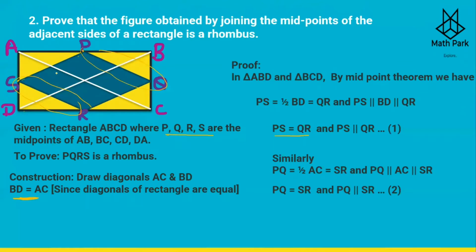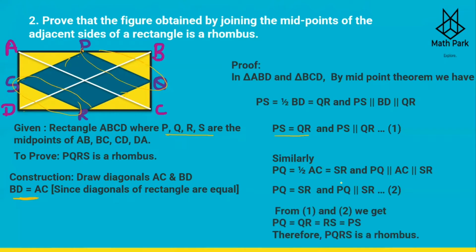Now, both pairs of opposite sides are parallel and also equal. Then you get PQRS is a parallelogram, right? But we know that the diagonals of a rectangle are equal, so PS is equal to QR, which is half of BD. Since BD is equal to AC, you get all the sides equal and therefore PQRS becomes a rhombus. Here we have proved that all sides of the parallelogram are equal. That is how it is a rhombus.